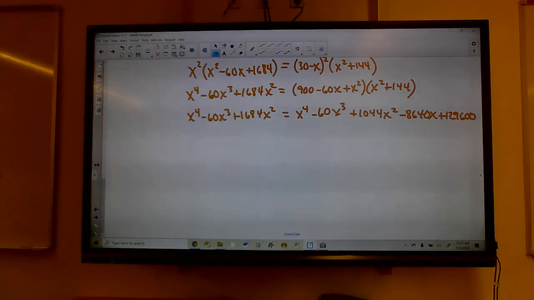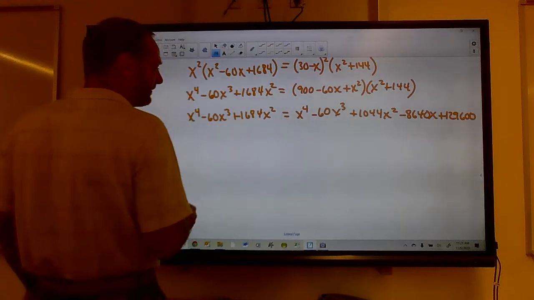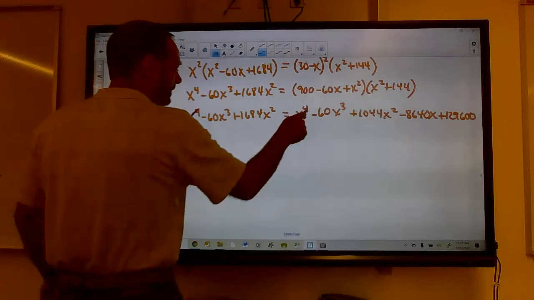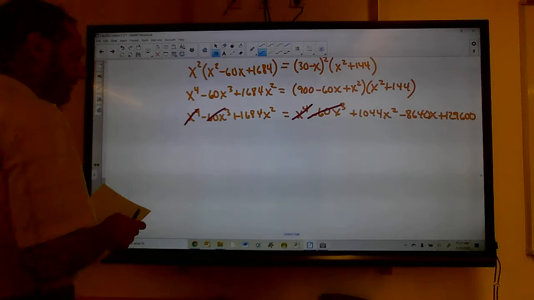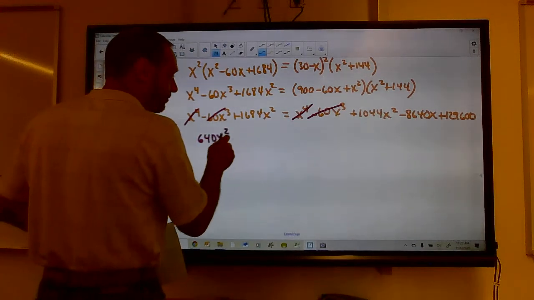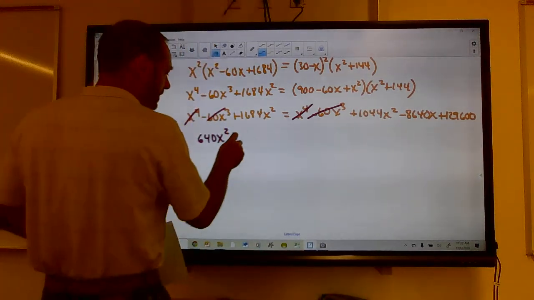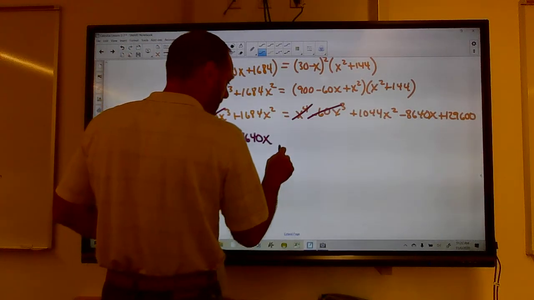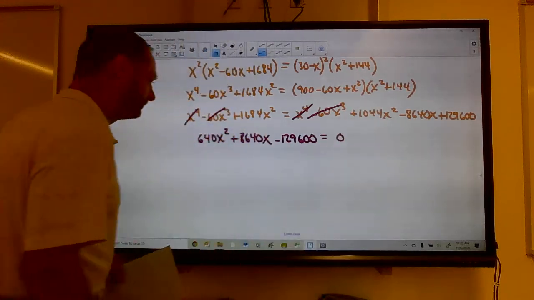All right, so let's combine our like terms. We can subtract x to the 4th from both sides, we can add 60x cubed to both sides. So this goes away, this goes away, and I end up with 640x squared, if I subtract this over here, plus 8640x minus 129,600 equals 0.